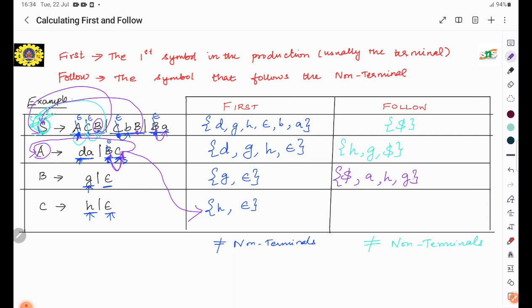Next we have capital C. Here we have a capital C, and following C we have B. So answer 1 is B. Next we have capital C over here. C is followed by B. So the first of B is G, and when we get an empty we have to move from RHS to LHS. We'll have dollar again here.